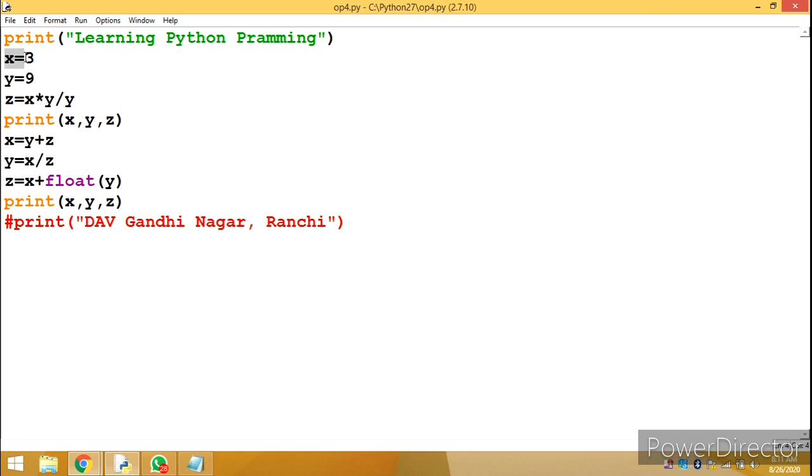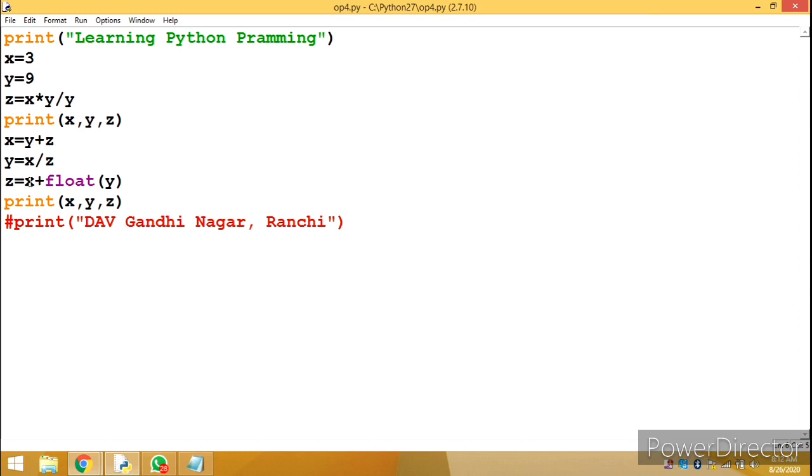Now, as we have a dynamic expression over here, the variable value is getting changed. Previously the value of x was 3. Now again in the same variable we have y plus z. So now what value is x holding? y plus z, that is 9 plus 3, which is equal to 12. So the new value of x is 12, and y is x divided by z. The value of z is 3. The last value of x is 12, and 12 divided by 3 gives us 4. So the y value becomes 4.